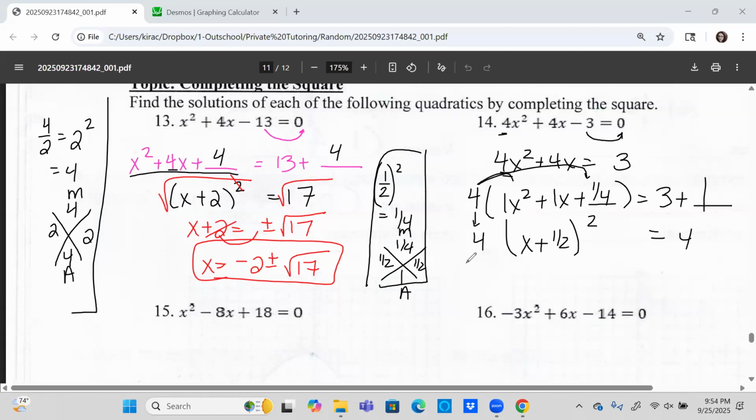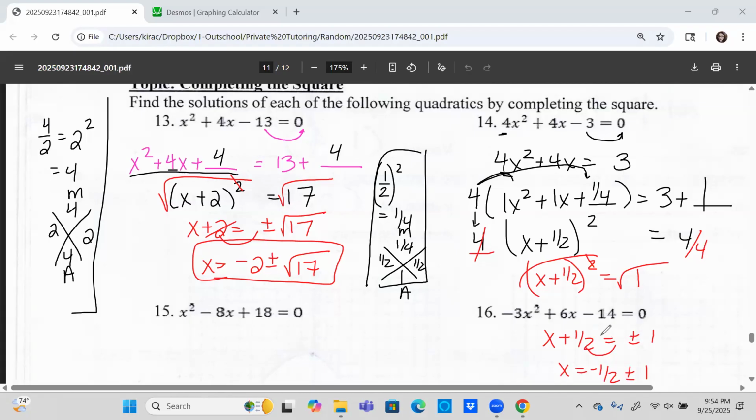All right. Divide by 4. X plus a half squared equals 1. Take the root, take the root. So that's x plus a half equals plus or minus 1. Move that over, so x equals -1/2 plus or minus 1.